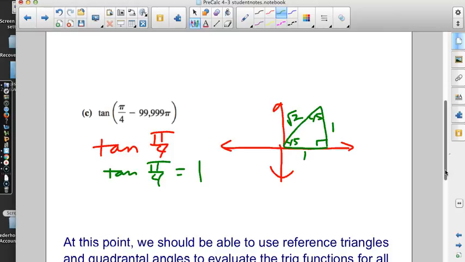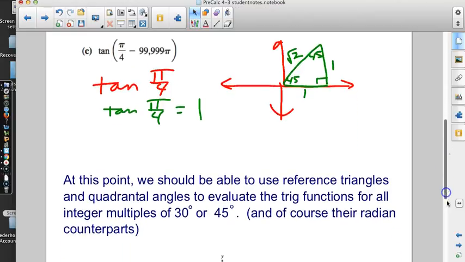Done. So if you see problems with lots and lots of digits in your homework, you should be thinking, okay, this is one of those trick things. I need to look for either 2 pi's or I need to look for 1 pi's for tangent.